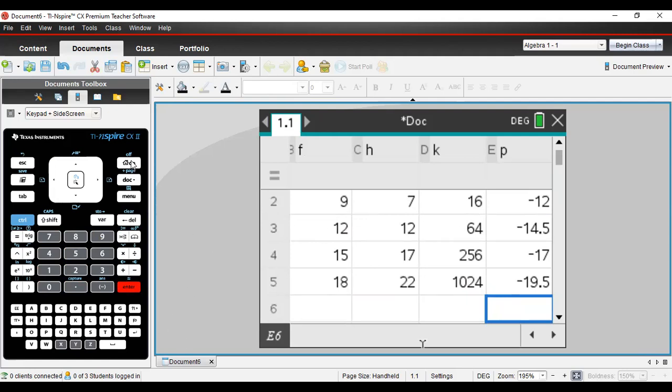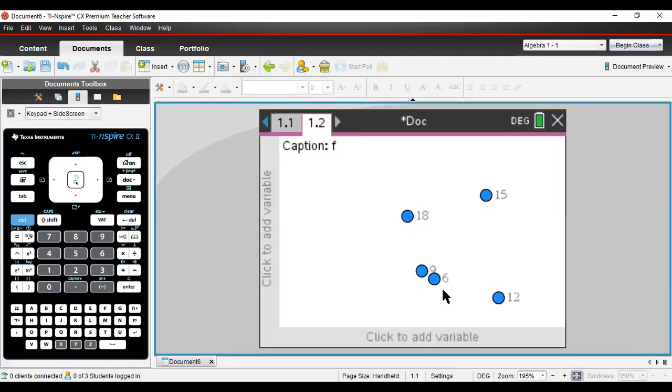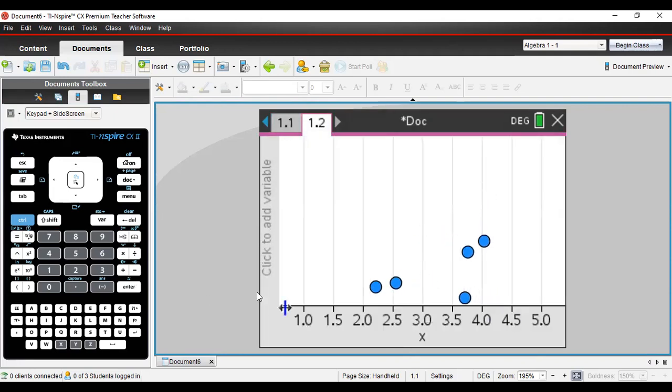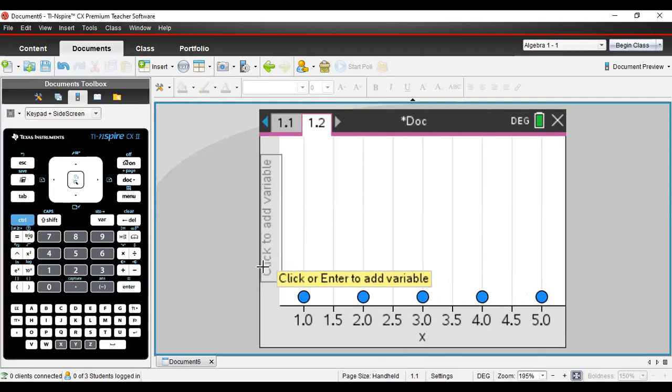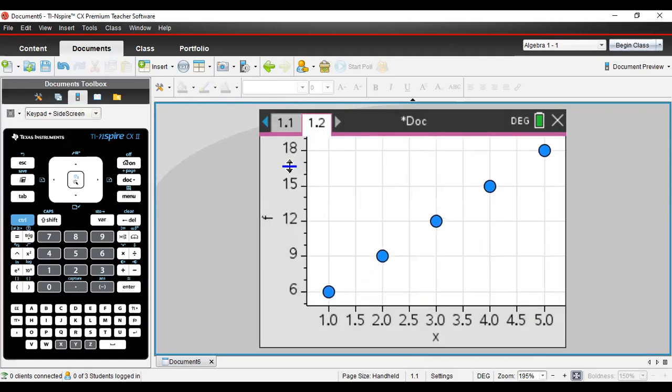Now we're going to go to the home screen. We're going to use the data and statistics. And down here, of course, we're going to put X. Now, all we're going to do is just look at each one of these. So I'm going to start by looking at f of x. That looks like a straight line to me. Doesn't look like exponential. Looks pretty straight.